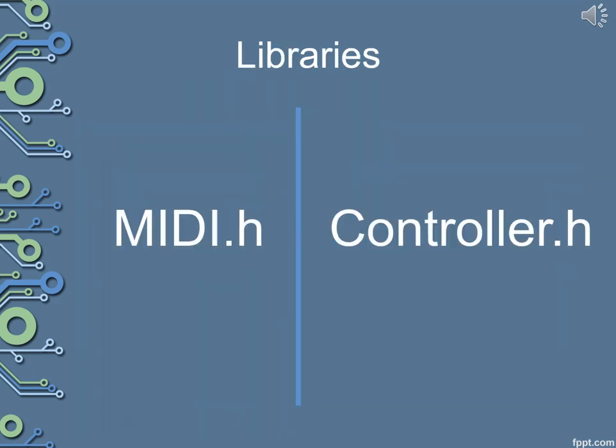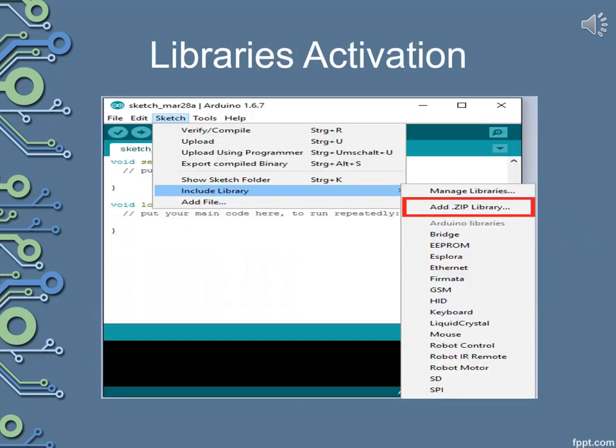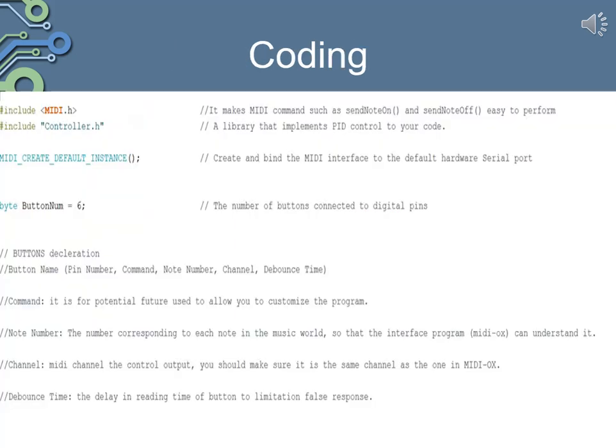Go forward to the coding. As a preparation step, we have to download the MIDI library, which makes MIDI commands such as send note on and send note off easy to perform, and the controller library that implements PID control to your code. Now we have to activate these libraries in the Arduino program. From Sketch, Include Library, Add .ZIP Library.